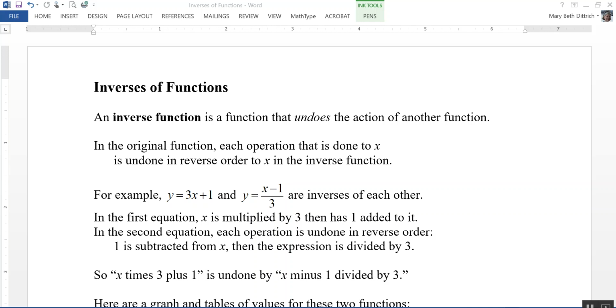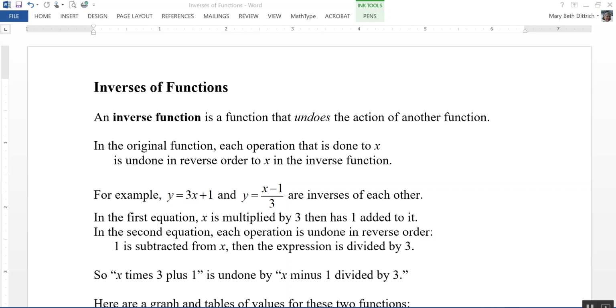This video is on inverses of functions. An inverse function is a function that undoes the action of another function. In the original function, each operation that is done to x is undone in reverse order to x in the inverse function. So for example, y equals 3x plus 1 and y equals (x minus 1) divided by 3 are inverses of each other.